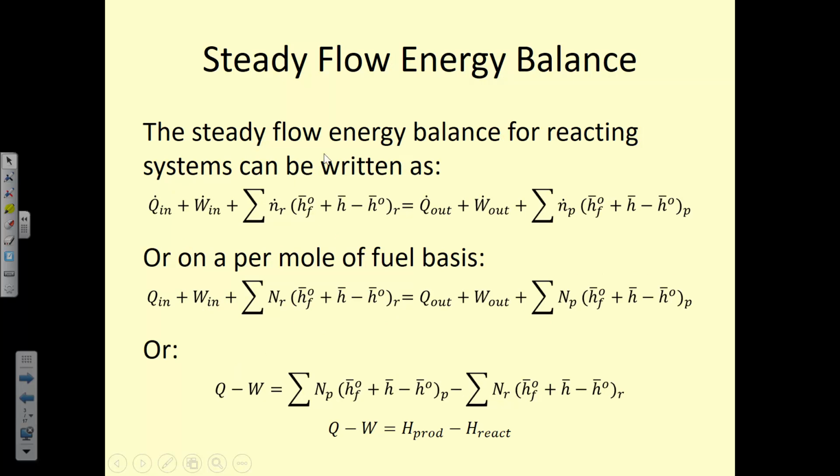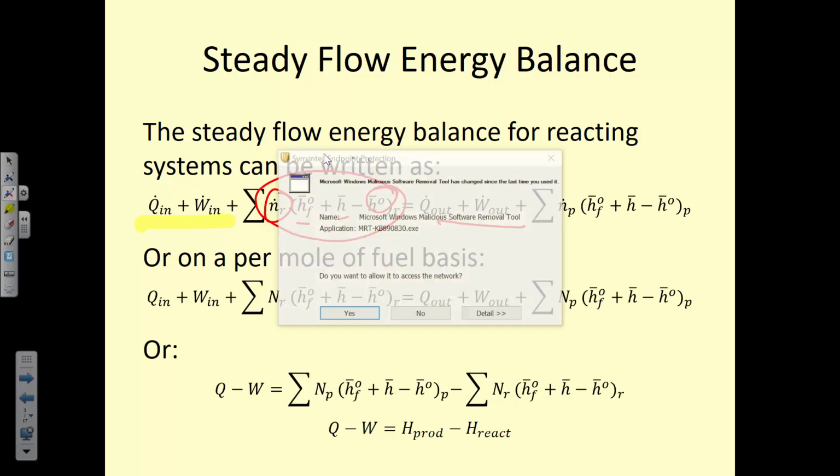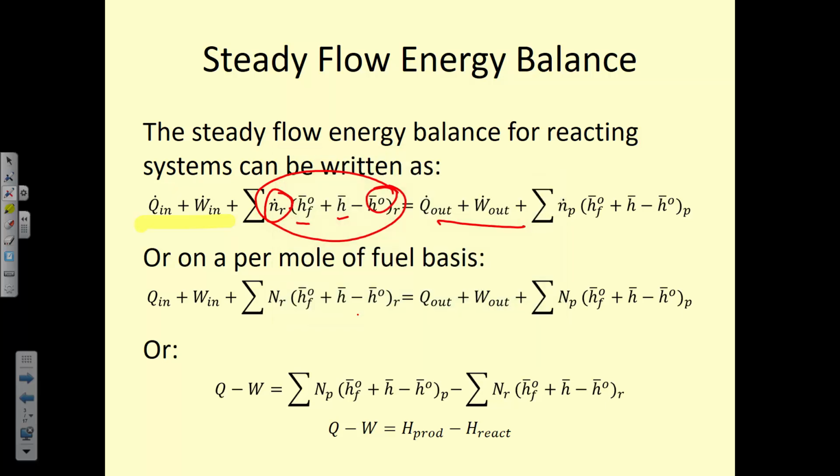If we were to rewrite the energy balance, it's similar to what we've seen before, where we have Q in and work in and Q out and work out. But now we have this term here. Instead of looking at the mass flow rate, we're looking at a molar flow rate in this particular term, times the enthalpy of formation plus the enthalpy of our system at whatever state it's at, minus the enthalpy at the reference state. We'll talk about that in a minute. But we look at it in terms of the inlet conditions and the outlet conditions.